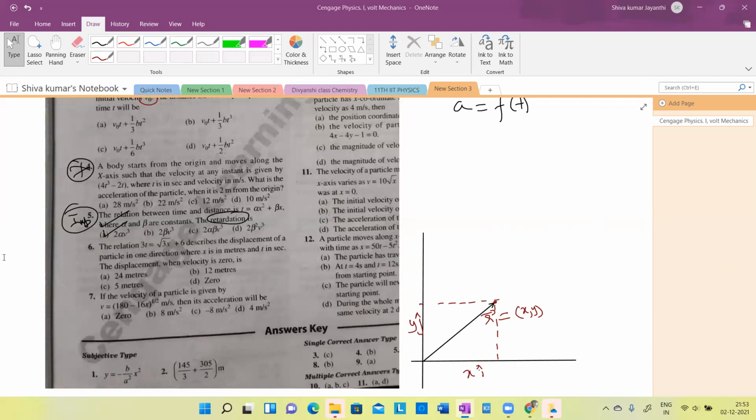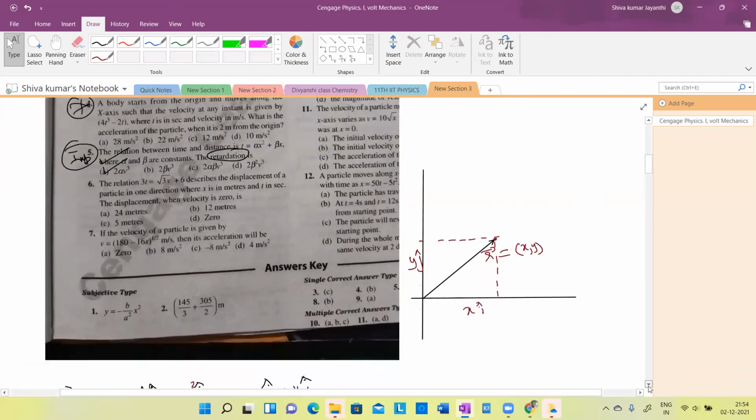Question number 7. What is given? If velocity of a particle is given by, they give an equation of velocity, then its acceleration will be what? Acceleration. So this is so simple. They have given the velocity, you just have to differentiate and get the acceleration. Velocity is equal to 18 minus 16x square.